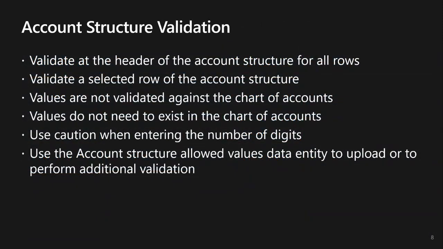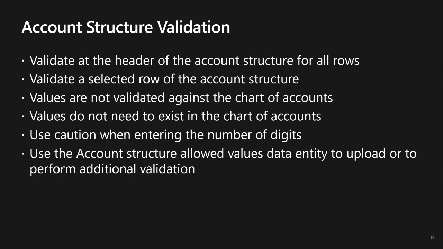Now, when you're finished creating an account structure, you're going to need to go through a process of validating that account structure. And there are 2 ways to do this in the account structure form. First is to validate at the header level, which is the button that you'll find in the action pane at the top. And this button will validate the entire account structure. Alternatively, you can select a particular row and use the Validate button on the Fast tab just above the grid, and that will validate only the selected row.